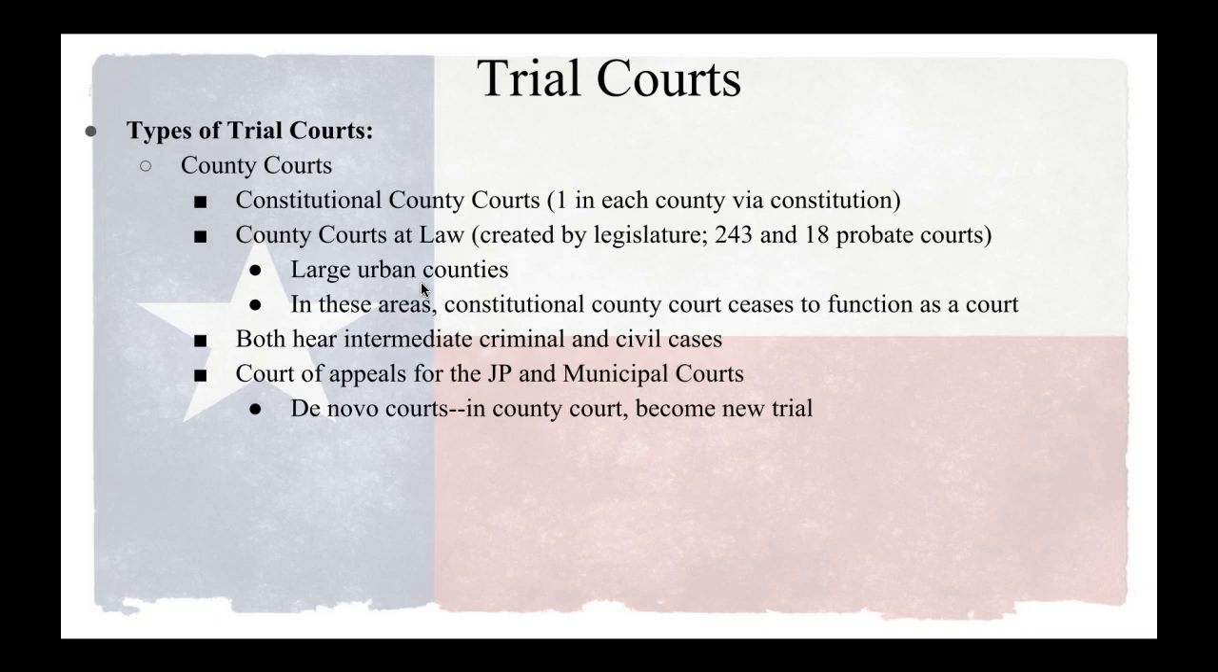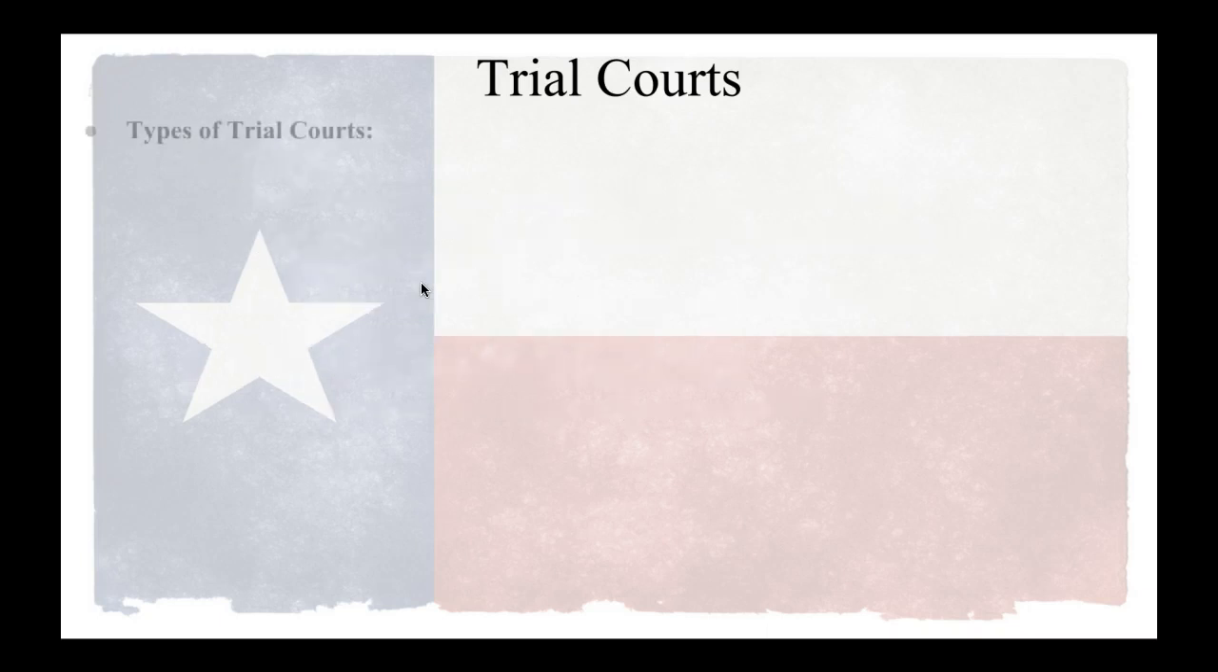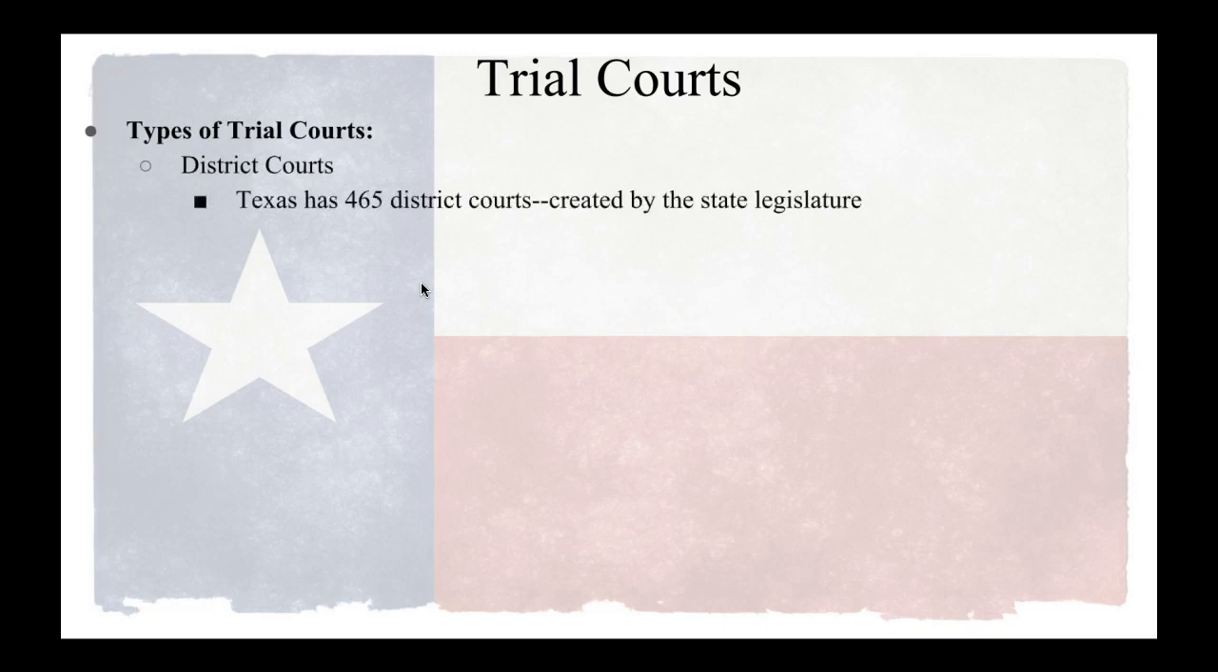So trial courts, constitutional county courts, and county courts at law, these will be the appellate courts for JP and the municipal courts. So the different types of trial courts, we have district courts. We're keeping dealing with the different types of courts that are trial courts. And Texas has 465 district courts that are created by the Texas legislature.